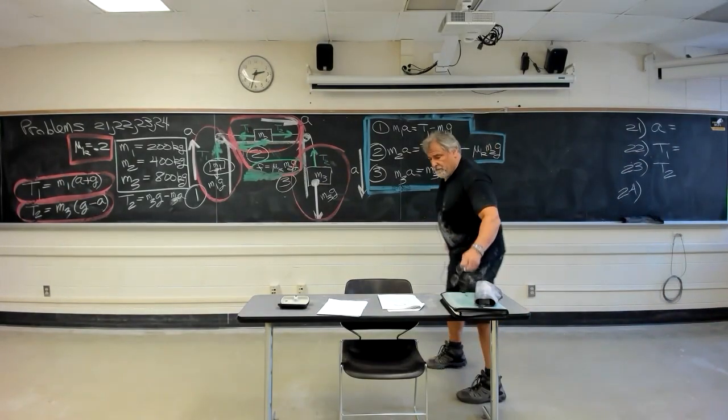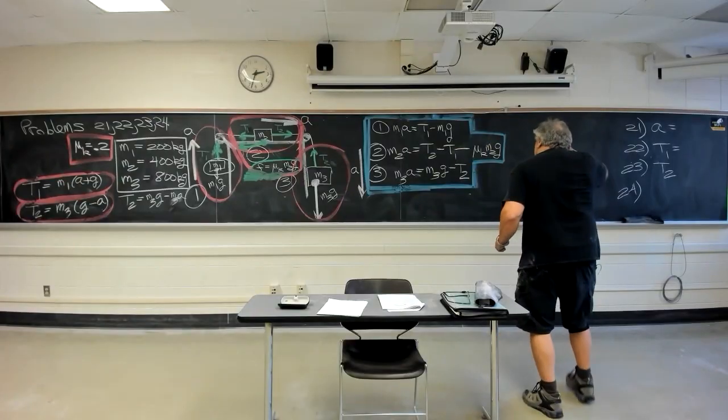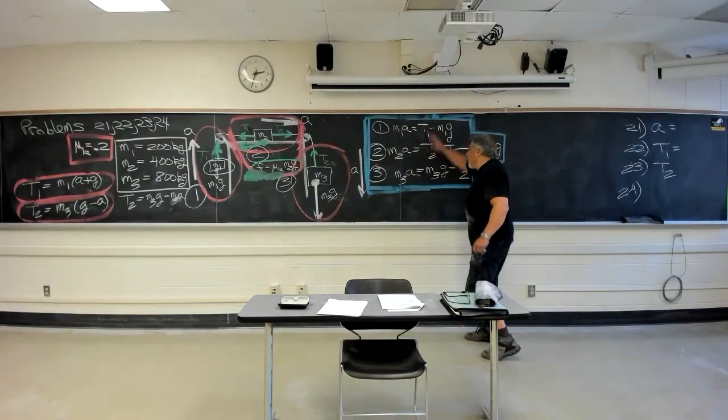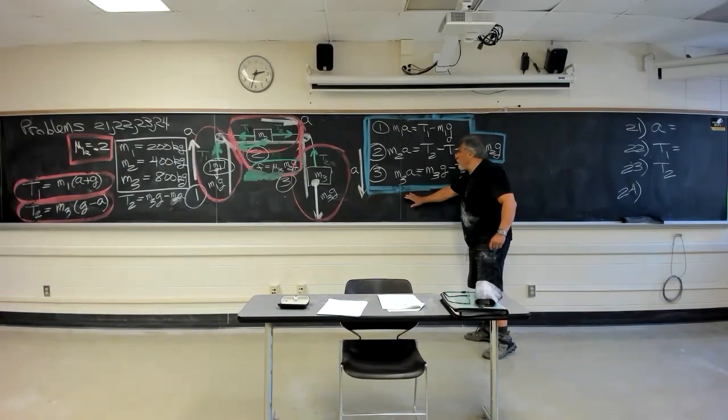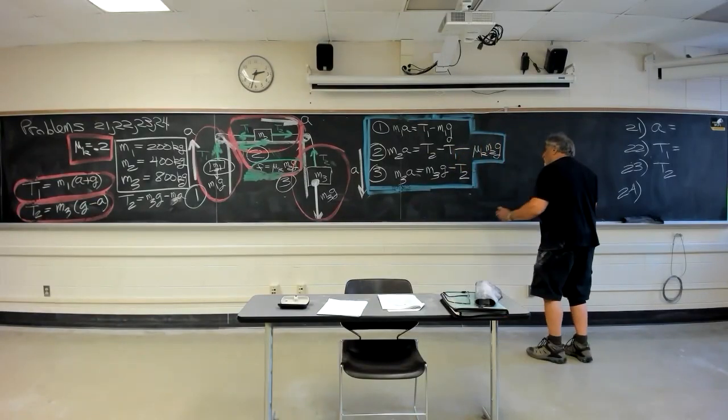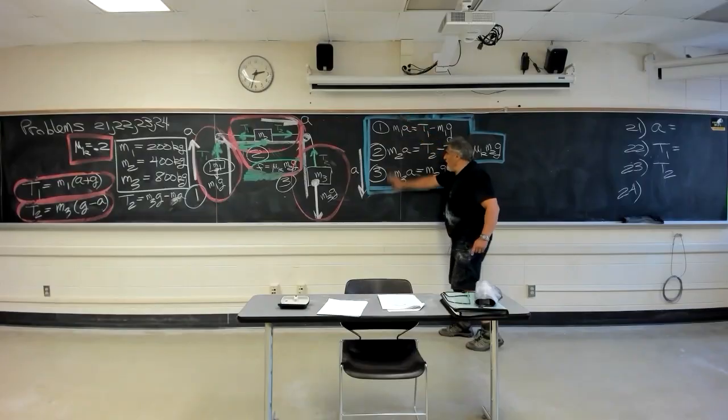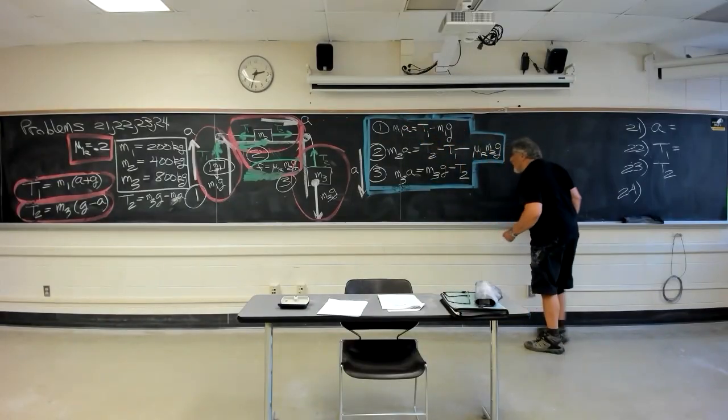Before we go there, let's do the same mathematics we did earlier. Three independent equations in three unknowns. The three unknowns are A, T1, and T2. Three unknowns in three independent equations. Let's add all these. Let's do the same math we did earlier.